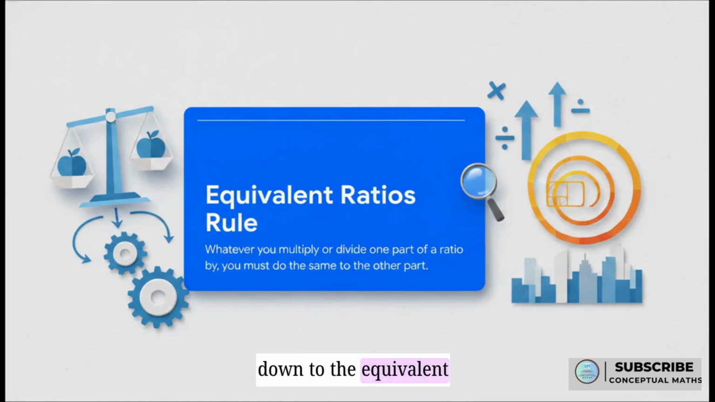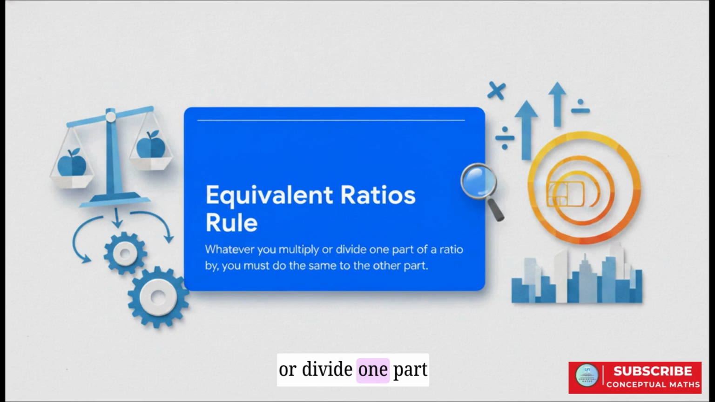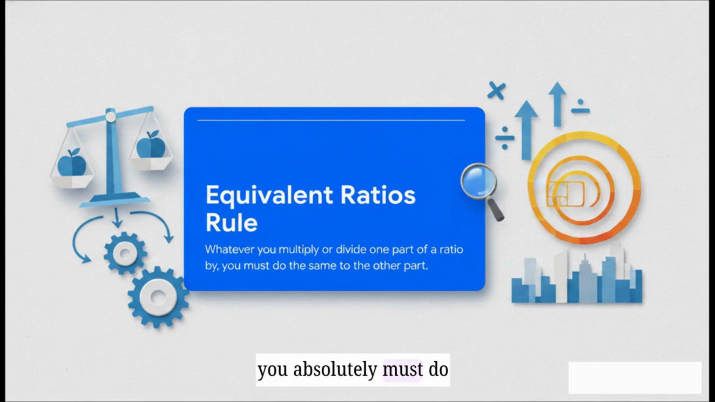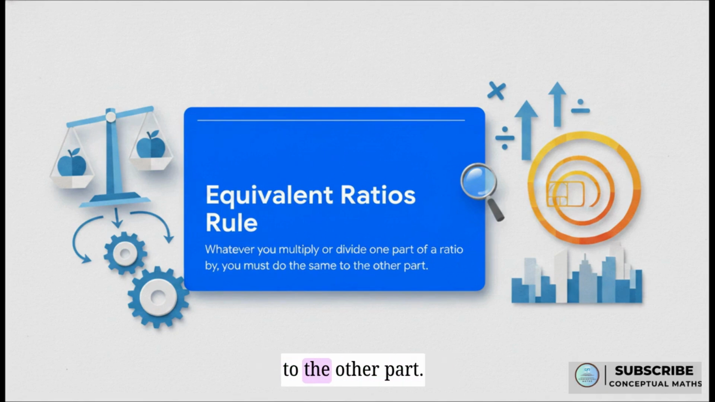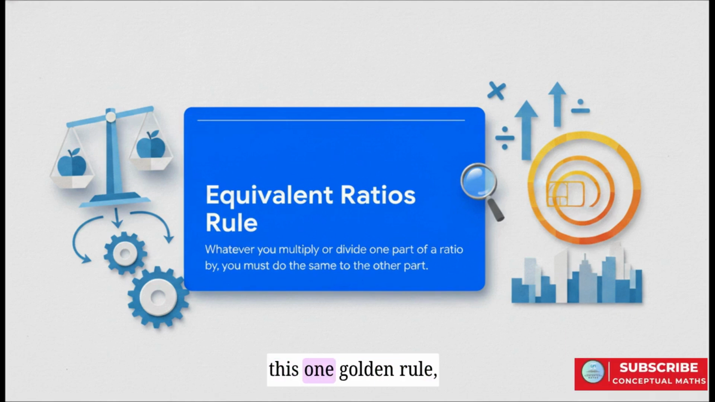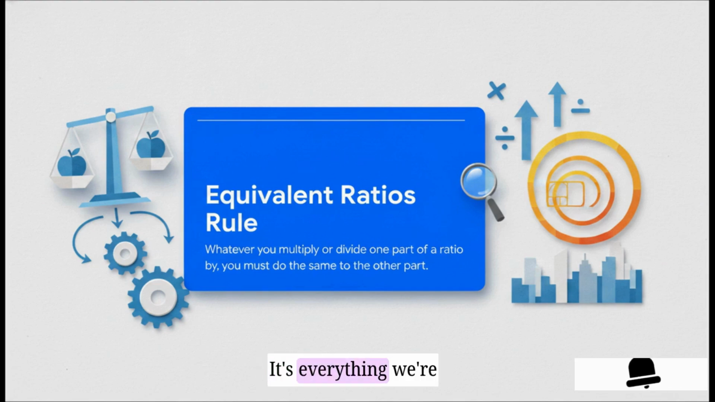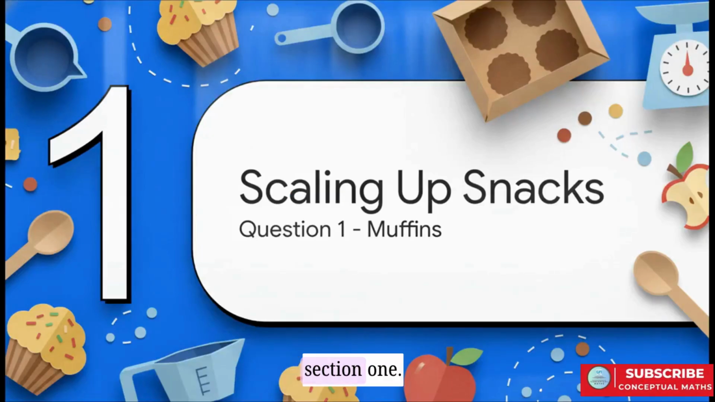It all comes down to the equivalent ratios rule. Here it is. Whatever you multiply or divide one part of a ratio by, you absolutely must do the exact same thing to the other part. It's really just a simple principle of balance. If you respect this one golden rule, the math will literally never let you down. Keep this tucked in the back of your mind as we move forward, because it's the engine driving everything we're doing today.